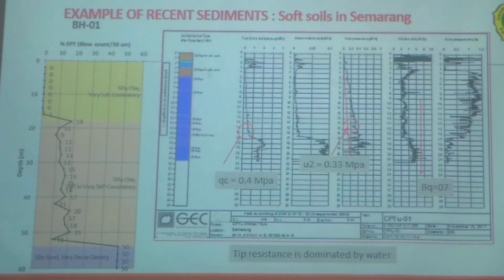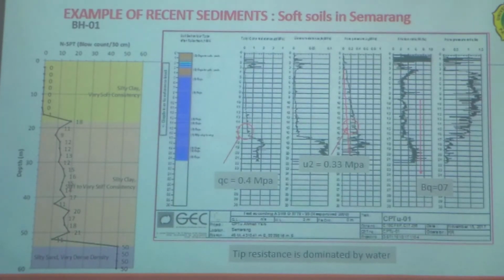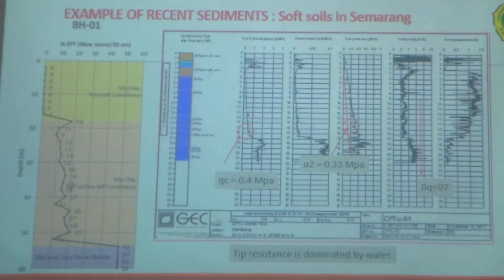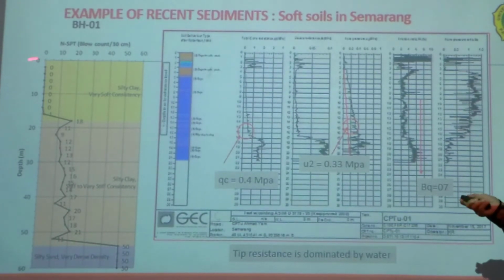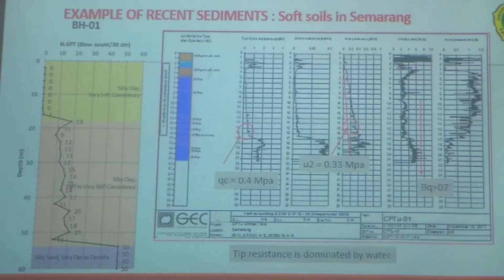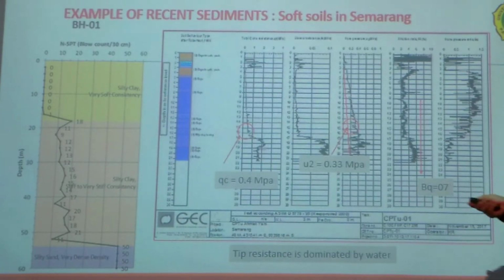Look at this. When you have sediment like this, you have SPT. What is the parameter? 0. SPT 0. So SPT is not good for soft soil. You cannot use SPT. You cannot rely on SPT. There is a direct correlation between SPT and the friction for pile.